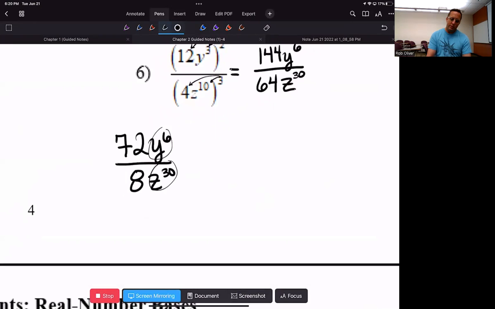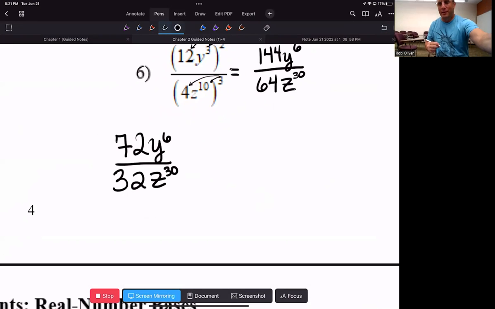So let's keep, oh wait, I did that wrong. I was dividing by 2, wasn't it? 64 divided by 2 is 32. Pardon me. Sometimes my mind is thinking one thing and my hand does another thing. Just let me know if I screw something up. I'm a human being. I can make mistakes.